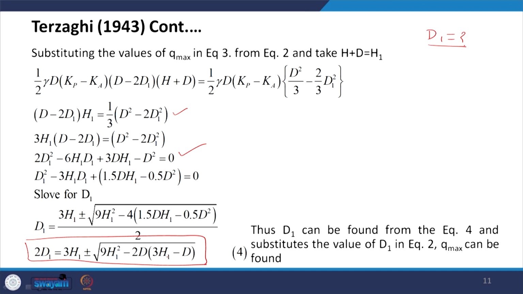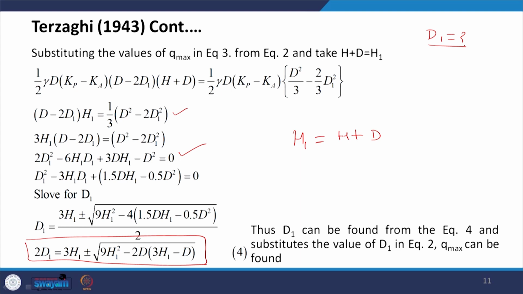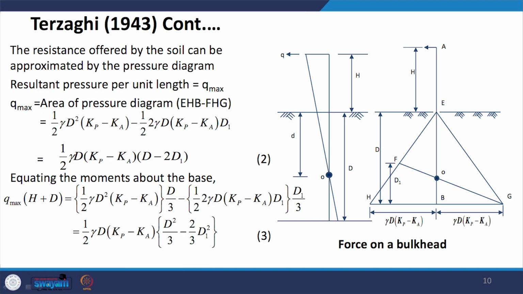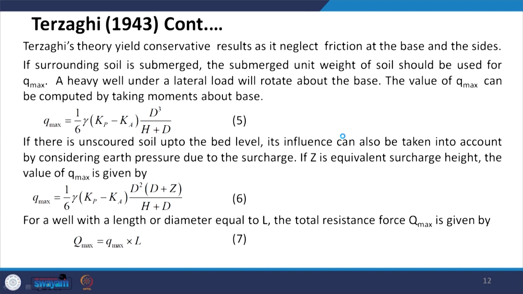You need to understand that h1 in this equation is known, which is h plus d. Here h is the height from the ground level to the point of action of the force, not the horizontal force I used earlier. Once h1 and d are known, you can find d1 from equation 4. Substituting d1 back in equation 2 gives the value of Qmax, the maximum force acting.